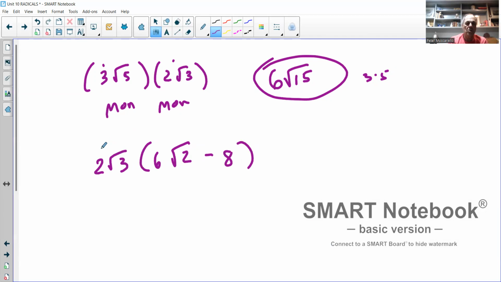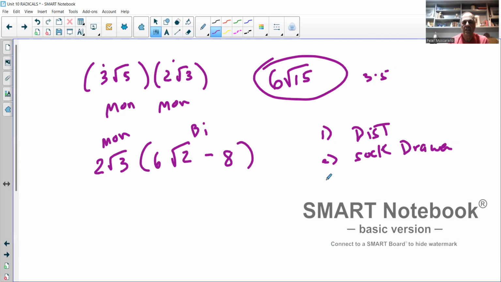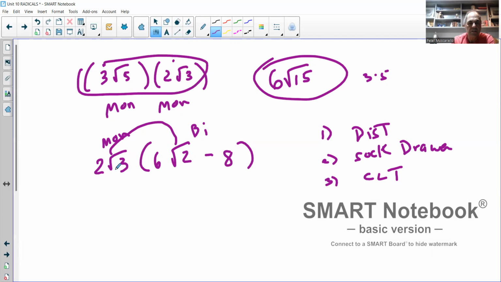This is a monomial out front times a binomial inside. And remember, our steps were distribute, sock drawer, and then collect like terms. So here we go. We distribute. We're going to multiply this times this. So it's just like doing what's up here. 2 times 6 is 12. Square root of 3, square root of 2, square root of 6.